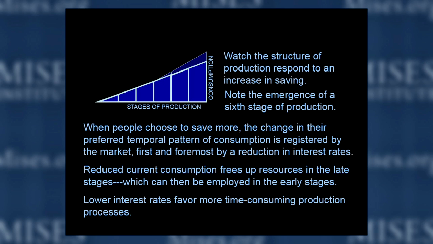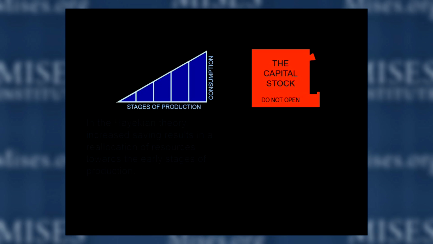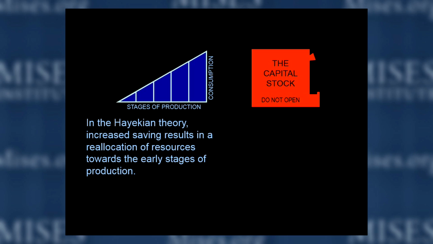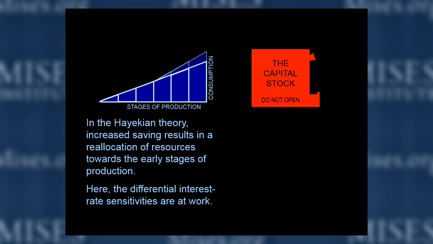Like so. In other words, it's cutting down on consumption in order to save. But when they do that, that causes interest rates to fall because savings is more plentiful. And when interest rates fall, then it becomes profitable to engage in some long-term projects that were not profitable at higher interest rates, okay? So in Hayekian theory, increased saving results from a reallocation of resources towards the early stages of production. Here the differential interest rate sensitivities are at work, okay?